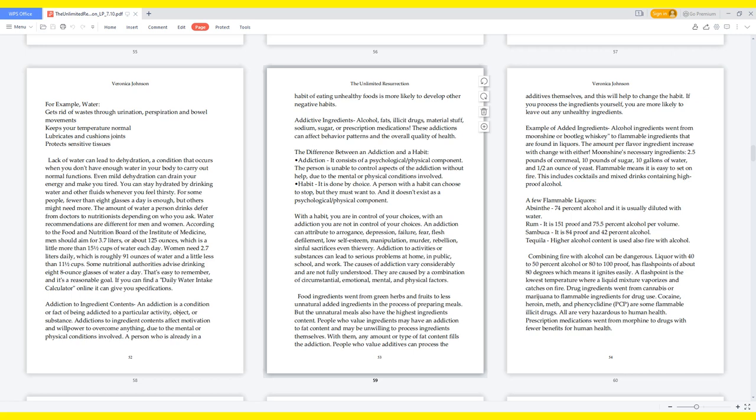Combining fire with alcohol can be dangerous. Liquor with 40 to 50% alcohol, or 80 to 100 proof, has flashpoints of about 80 degrees, which means it ignites easily. A flashpoint is the lowest temperature where a liquid mixture vaporizes and catches on fire.